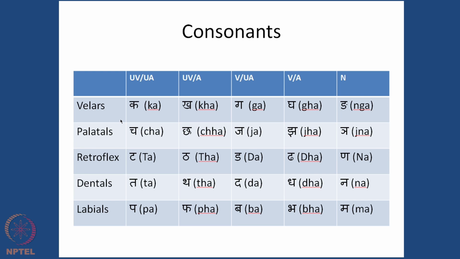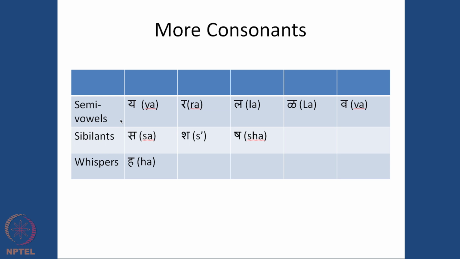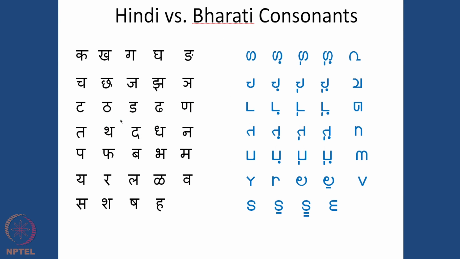Okay, so that's the pattern that you see in all the first four columns. And the fifth column, they are all nasals. The fifth column is the nasalized version of the first column. So if this beautiful phonetic logic is reflected in the shape of the letters, they become much easier to memorize and use. After that you have the semi-vowels ya, ra, la, la, va, and then you have sibilants, the sa, sha, sha, and then you have the whispers, which is ha.